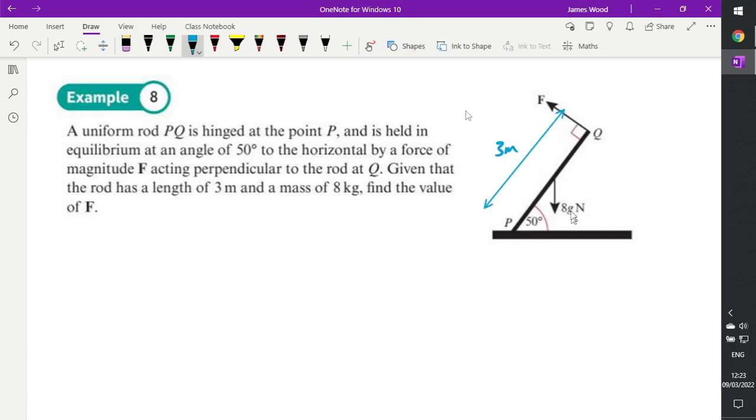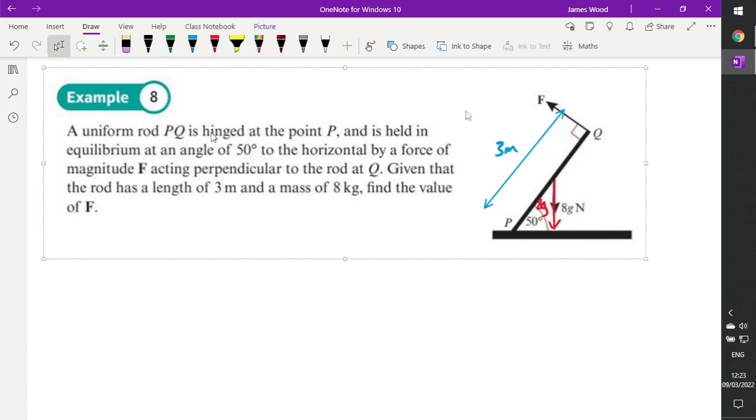And a mass of 8 kilograms. So we've got that on there already. That's 8G. Okay, I'm going to make this a bit bigger as well. So this is 8G. And we've got to find out what force F is. Now to do this, we can use some of our skills from resolving forces on slopes.